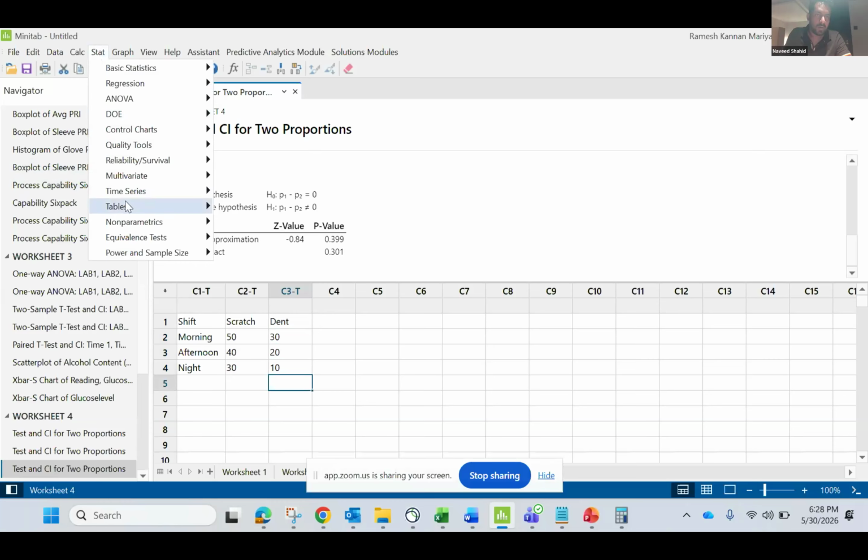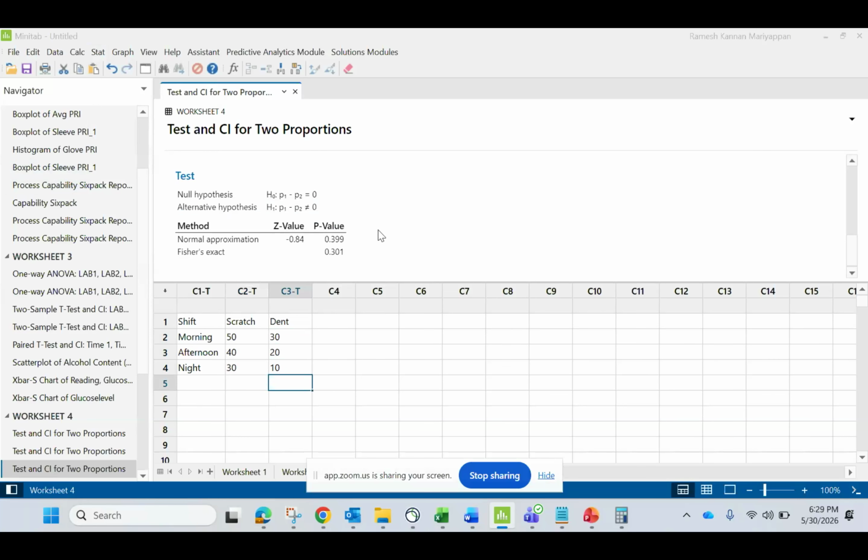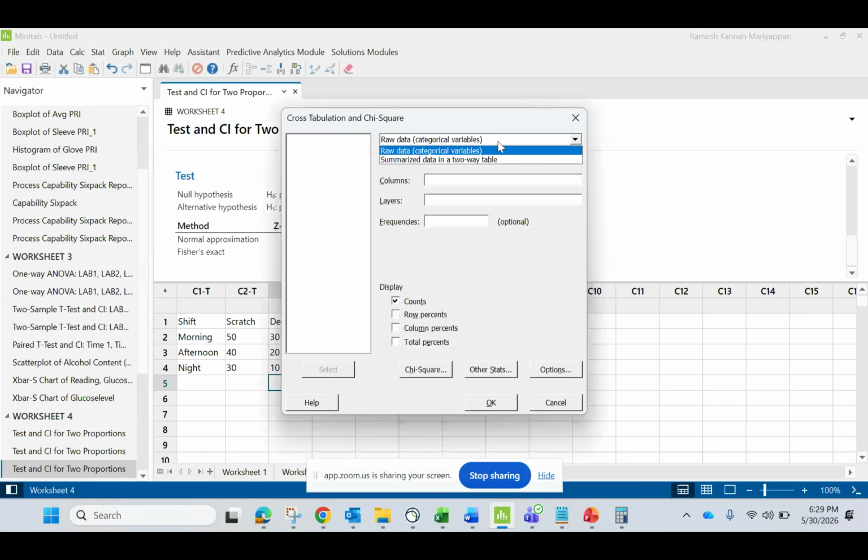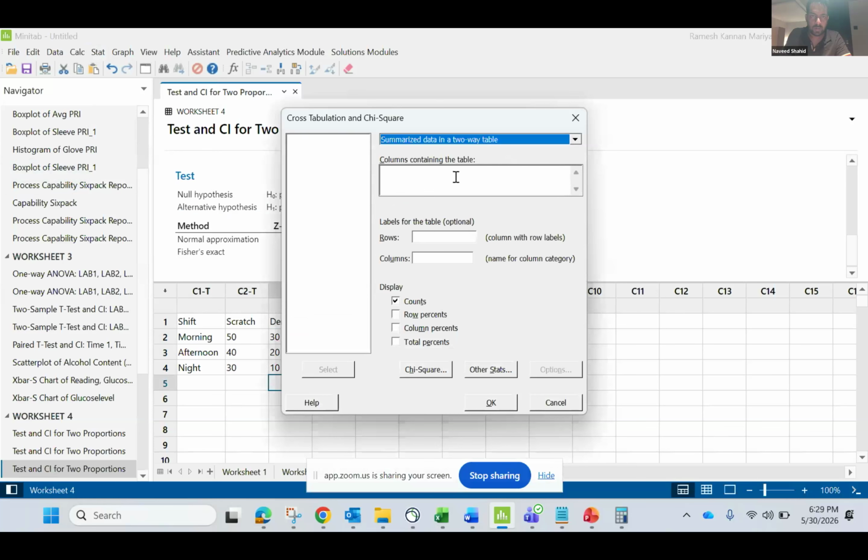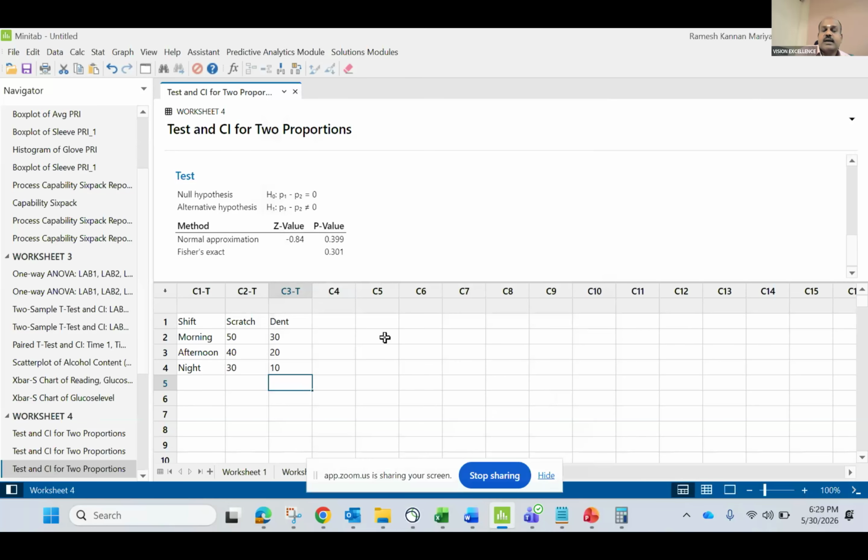Stat, go to tables. Tables, cross tabulation, and change the selection here to summarize. Then enter your columns. Yes, click there. Double click. You put your cursor there. It's not showing. I see a problem. Cancel this. You see where you have typed your column labels?